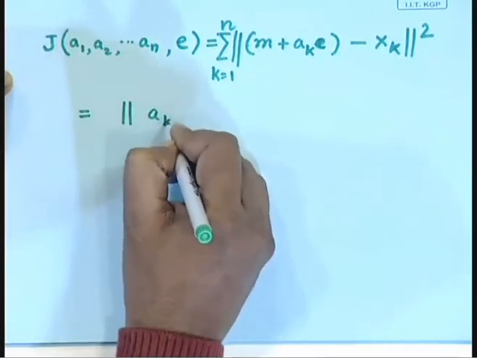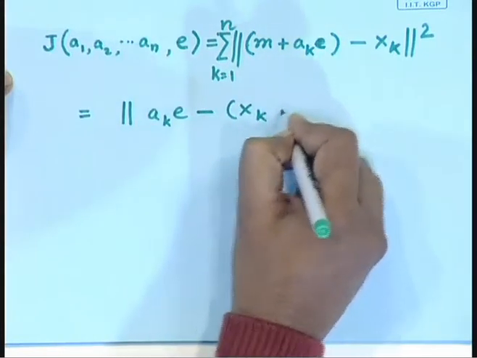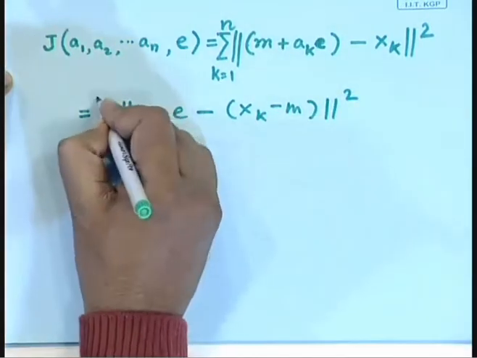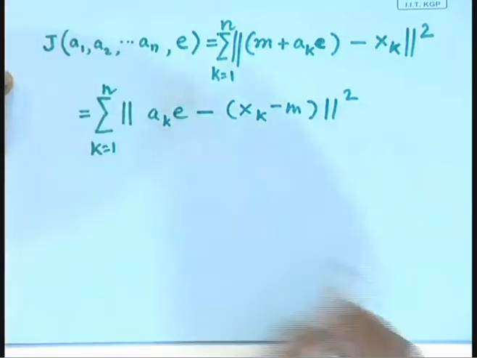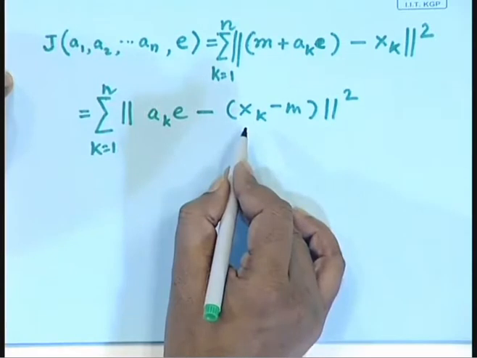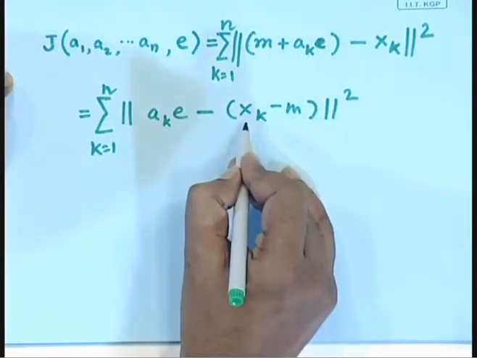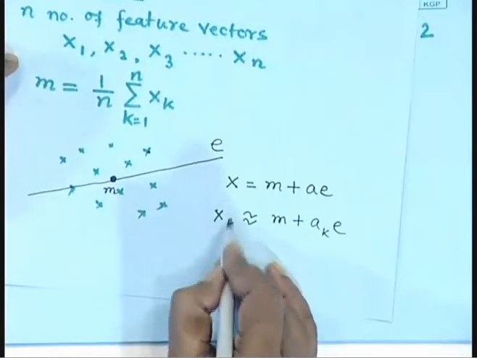Okay. So, this expression I can write by slight reorientation as a k e minus x k minus m, square, take the summation over k varying from 1 to n. This x k is the same as the previous one. I just have simply rewritten this.